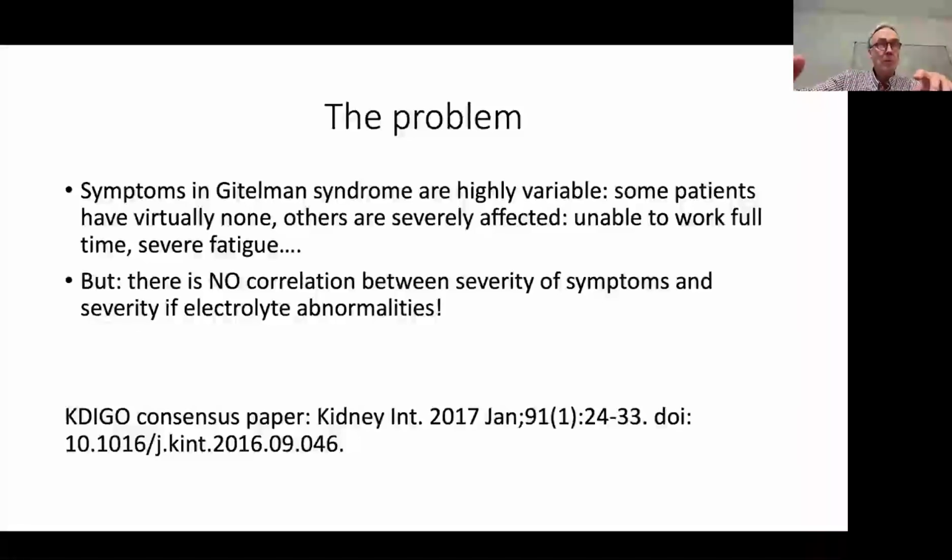But then more and more research indicated that some of these patients at least have quite marked problems, and it leads to quite marked deterioration of quality of life. And some of them are really very symptomatic. So they're unable to work full time, they have severe fatigue, they have these recurrent cramps. But the problem is there has never been found a correlation between the severity of the symptoms and the severity of the electrolyte abnormalities. So in my own experience, I have patients who are walking in happily without any symptoms with a potassium of 1.5, and other patients like this boy with a potassium of 3.3 who have very severe symptoms.